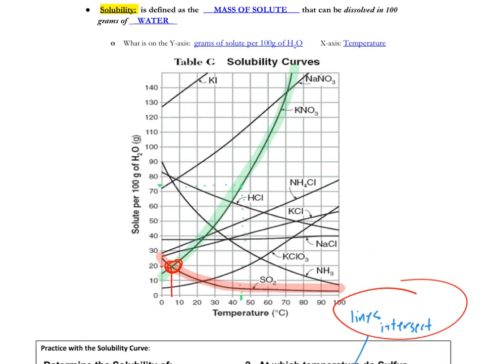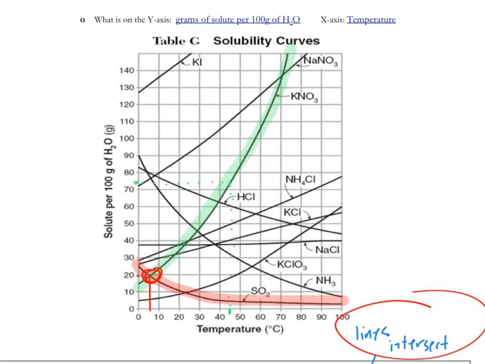Here and figure out which one of these are gases. Well, we know that solids dissolve more as the temperature increases, but gases have the opposite effect. As the temperature increases, the solubility of a gas actually decreases. So to find out which ones are gases, you're looking for the ones that have a negative slope. I'm looking at potassium iodide, positive slope; sodium nitrate, positive slope; KNO3, positive slope. So you're looking for ones that have negative slope.